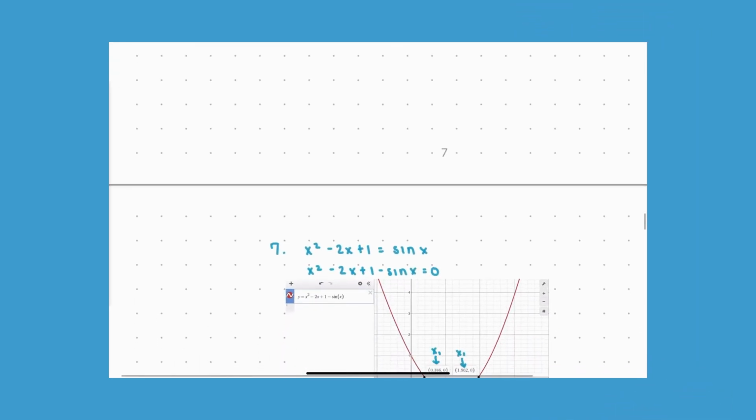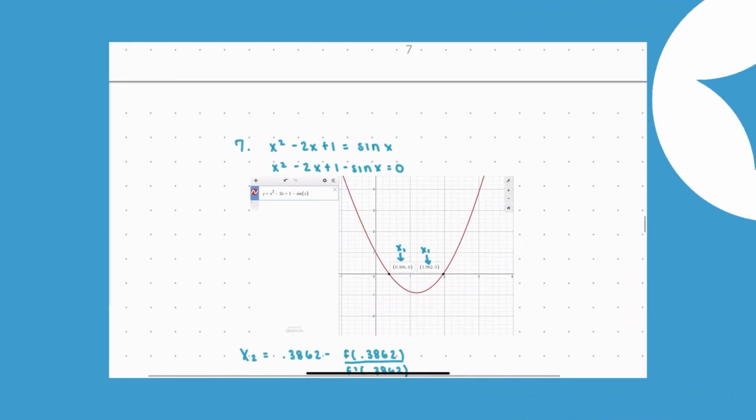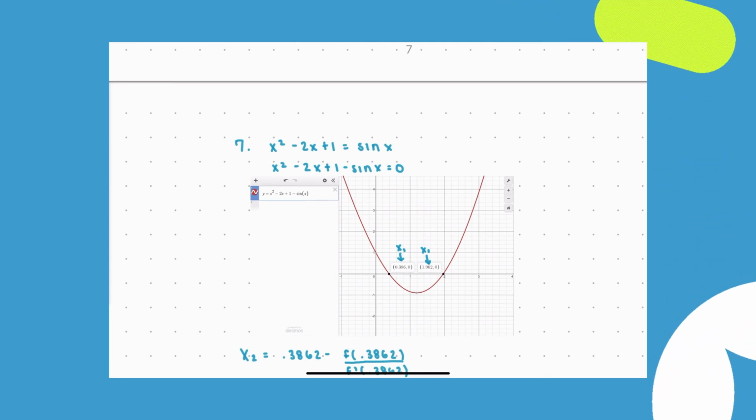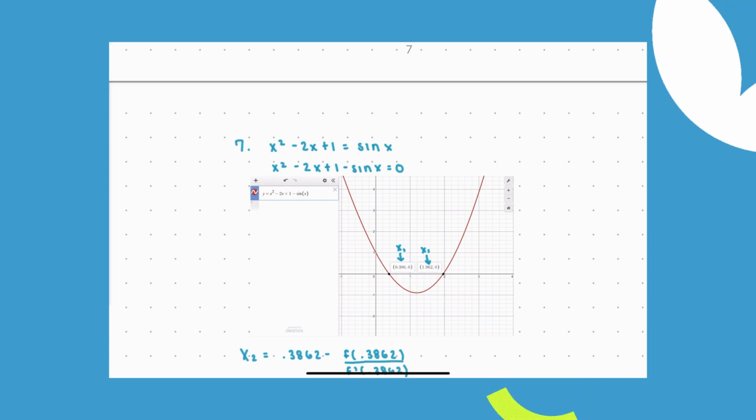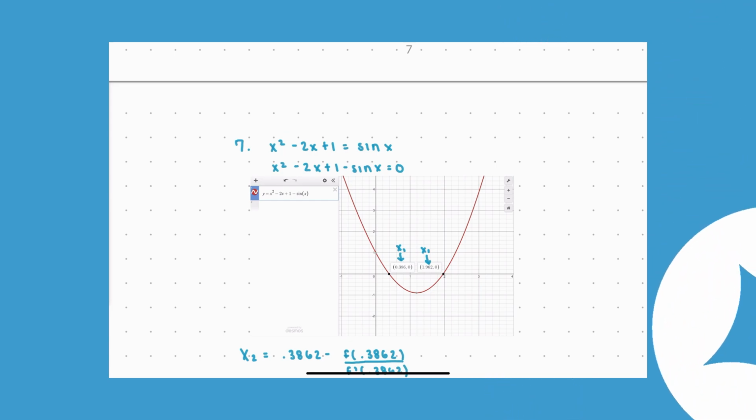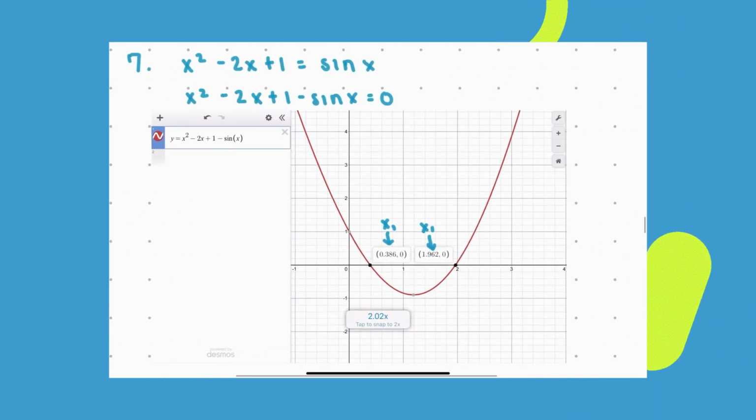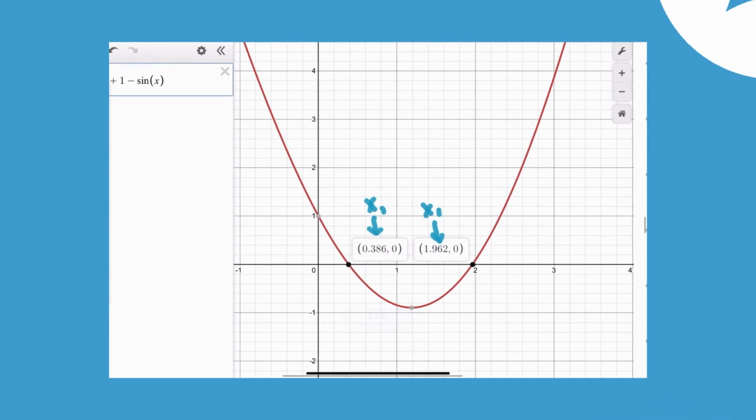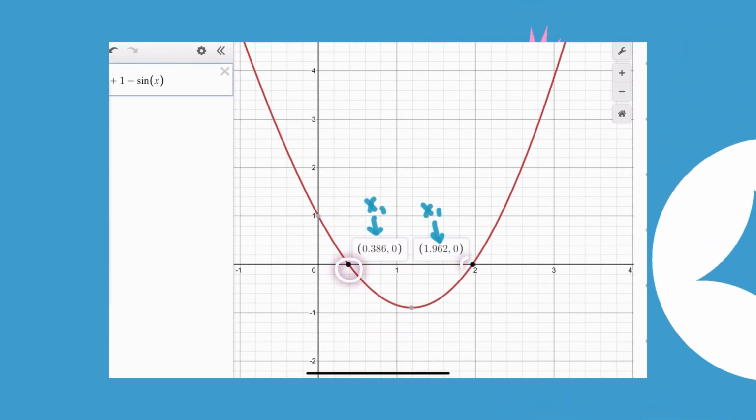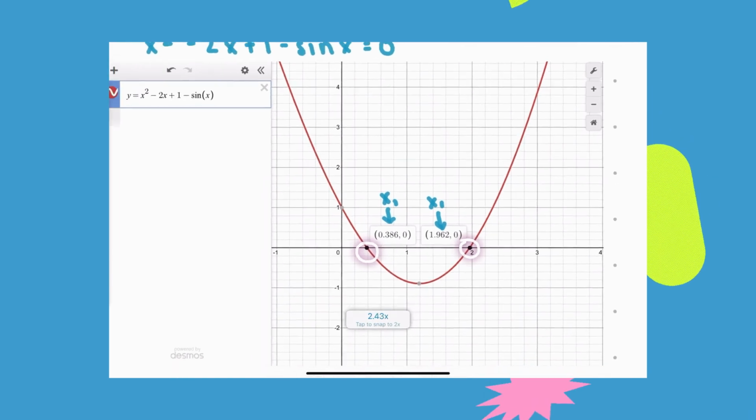This next problem is x squared minus 2x plus 1 is equal to sine of x. Before we do anything, we want to move the sine of x to the other side. So we end up getting x squared minus 2x plus 1 minus sine of x is equal to 0. As you can see, when we plug this into Desmos, we get 2 x-intercepts, but that only means that we're going to have to do the process from earlier 2 times.